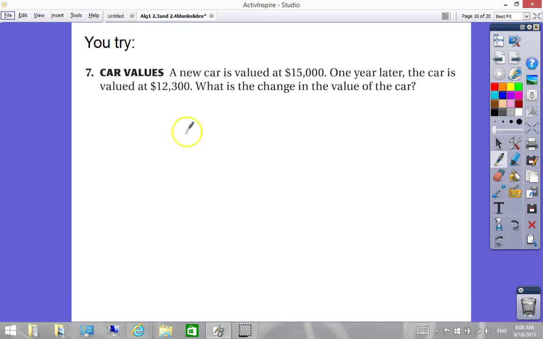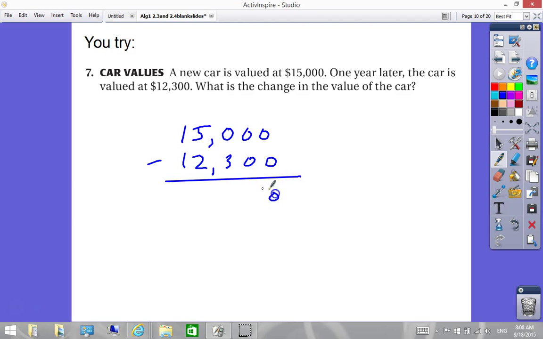If I'm subtracting 15,000 minus 12,300, right? 0, 0, 0 minus 3. 0 is less than 3, so generally we're going to borrow. 10 minus 3 is 7. 4 minus 2 is 2, and then another 0. 2,700.